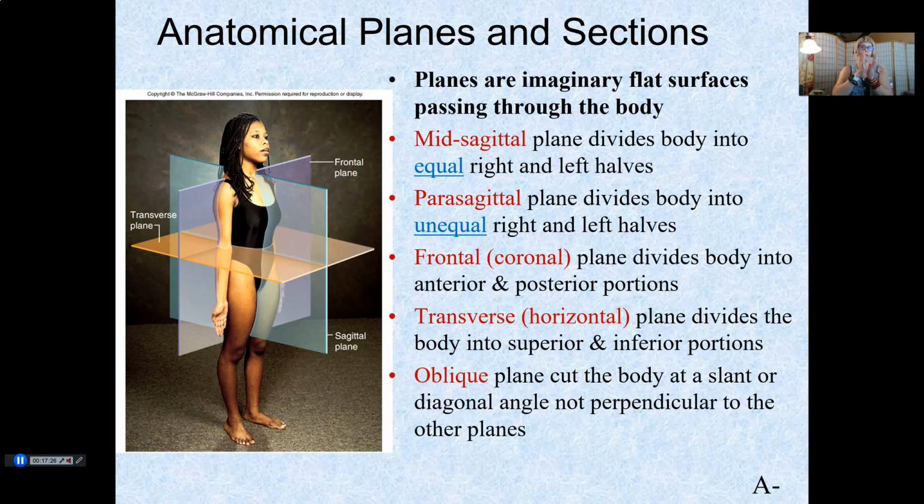You have to. Oblique, we don't really discuss in anatomy, but definitely if you're making an incision in surgery, an oblique incision just means diagonal. The body plane is cut at a slant, and it's not perpendicular. And that's pretty much it with that. Let me continue to the next slide.